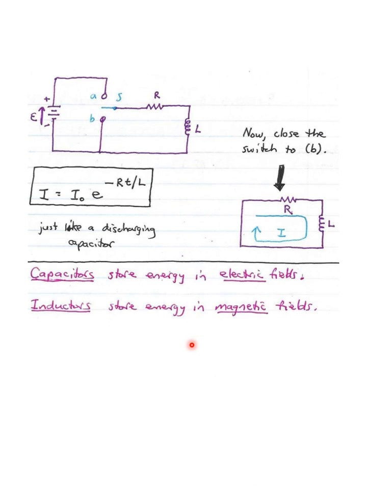To summarize, what we've seen in the past few lessons is that capacitors store energy in electric fields. We saw that several chapters ago when we first learned about electric energy and capacitors. So capacitors store energy in electric fields. Inductors store energy in magnetic fields.